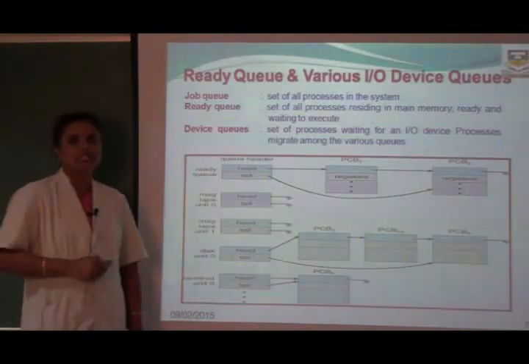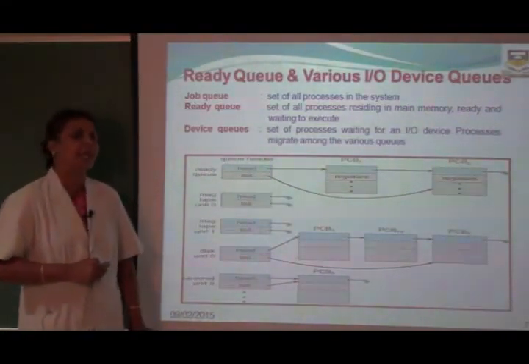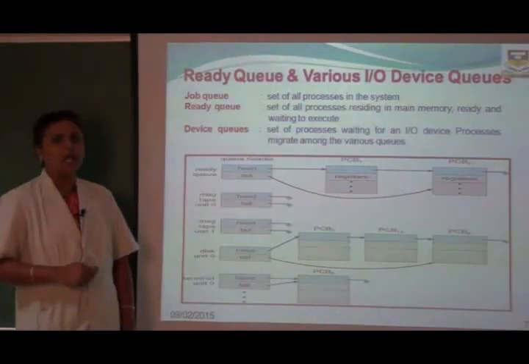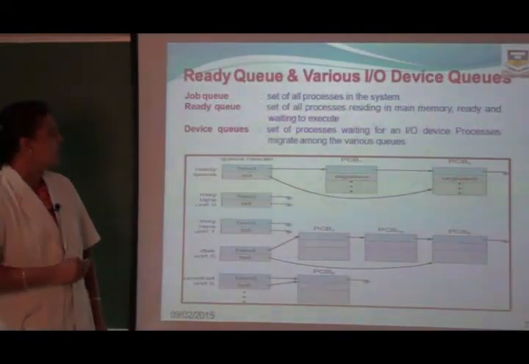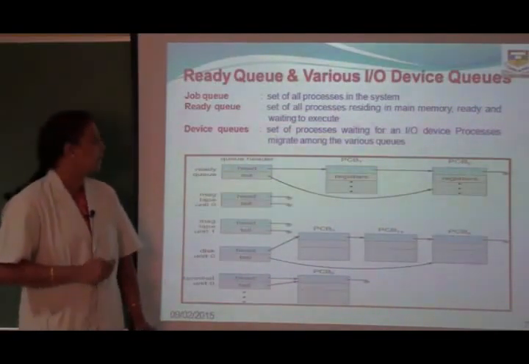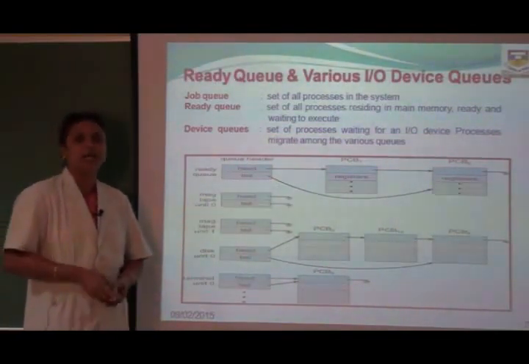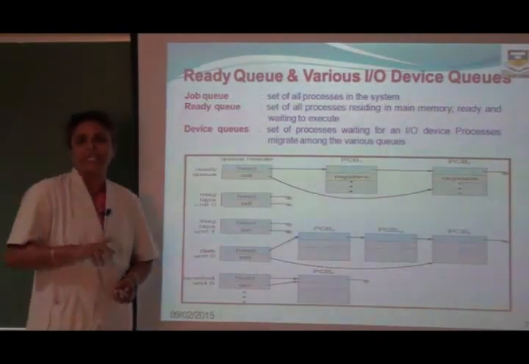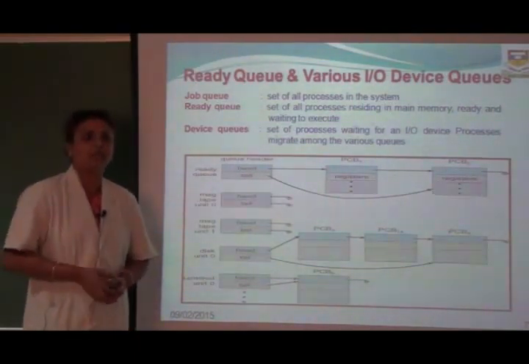And during a process execution, that process is migrating between different queues. The operating system is maintaining three important queues. They are job queue, ready queue and device queue. Job queue is containing all the set of processes ready for execution.